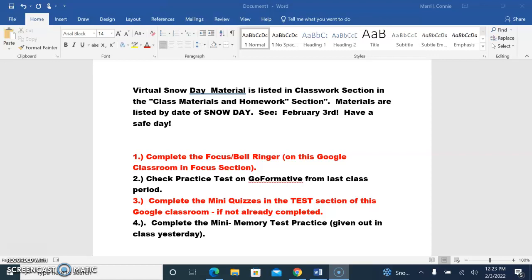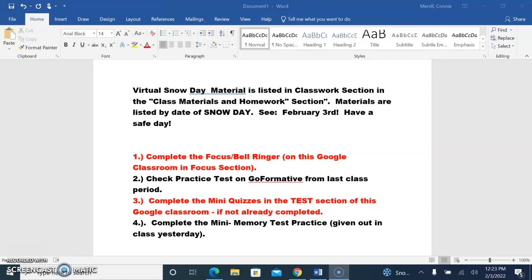And then the third thing I need you to do is, if you have not already done so, complete the mini quizzes that are located in the test quizzes section of our Google Classroom. There are 3. You have mini quiz geometric mean. You have mini quiz special right triangles to complete, and then you have the mini quiz on the trig function sine, cosine, and tangent. If you have not done those, please try to get those done.